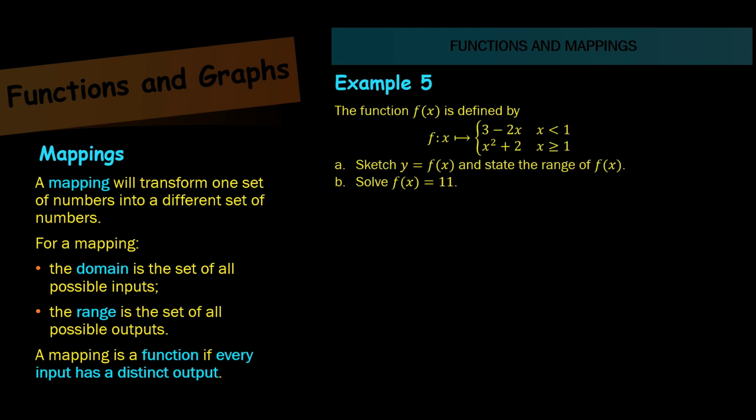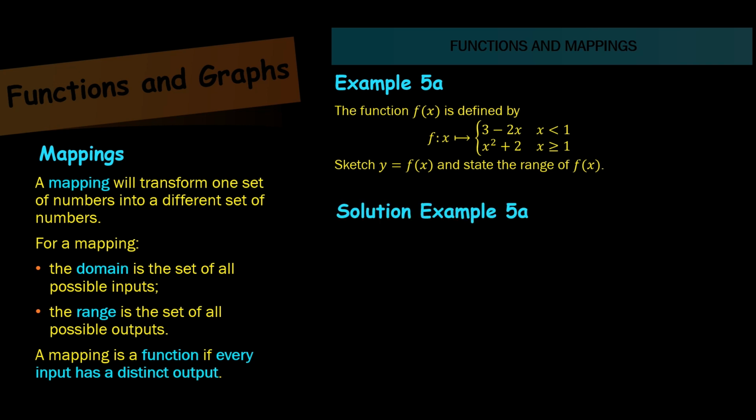Let's take a look at an example. Pause the video and have a go. Press play when you're ready to view the solution. Let's take a look at part A first. The function f of x is defined by f such that x is mapped to 3 minus 2x if x is less than 1 and x squared plus 2 if x is greater than or equal to 1. We are required to sketch y equals f of x and also state the range of f of x.